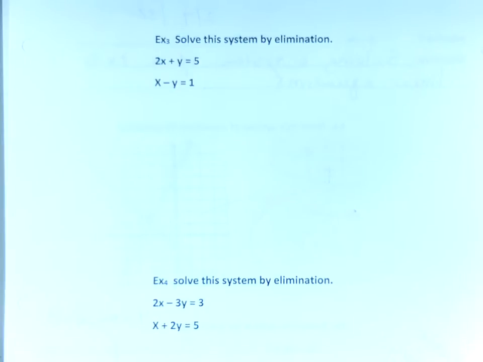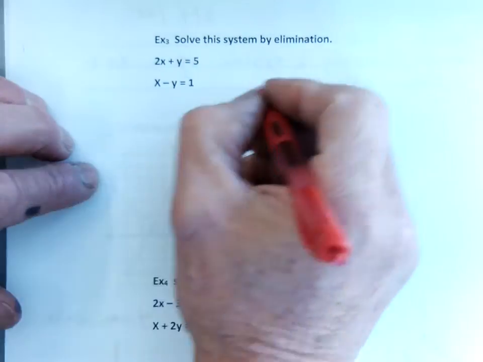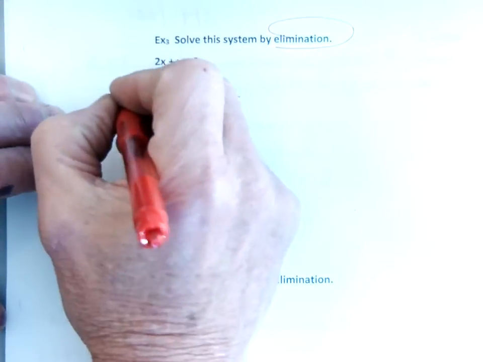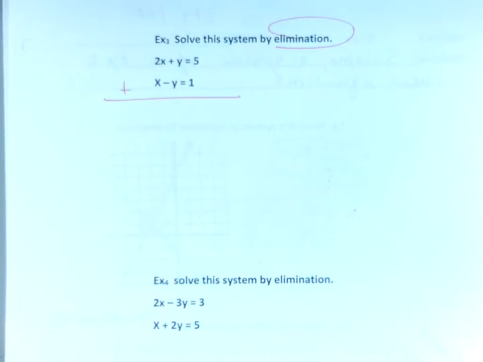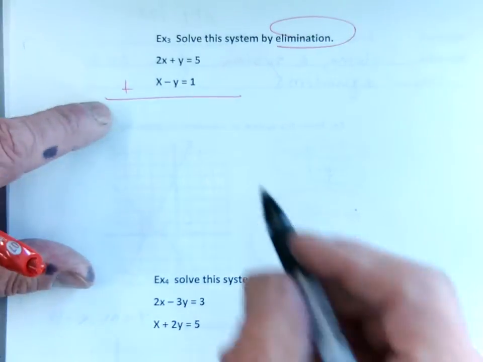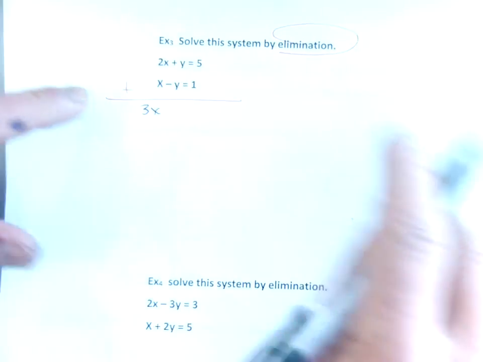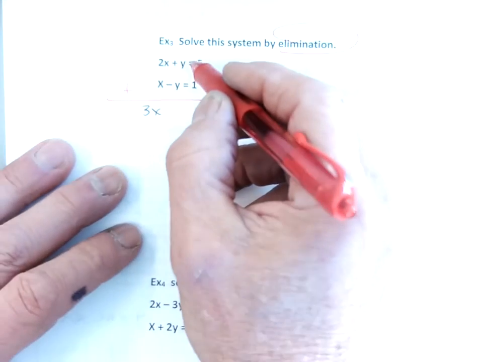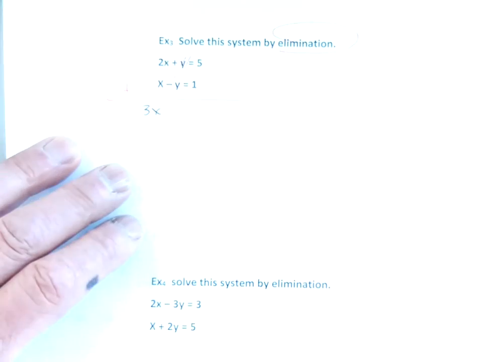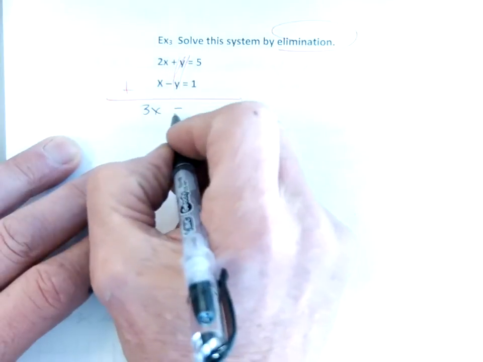I mean, I made an easy problem. Now this one, not so easy. Agree? But if I add straight down, what happens to the y's? They're gone. So this is purposefully done to make your first question an easy one, right? If I add straight down, the y's cancel. Hopefully everybody sees that. So I add straight down, I get 3x. The y and negative y cancel, equals 6, right?